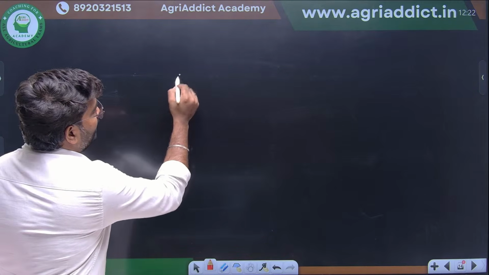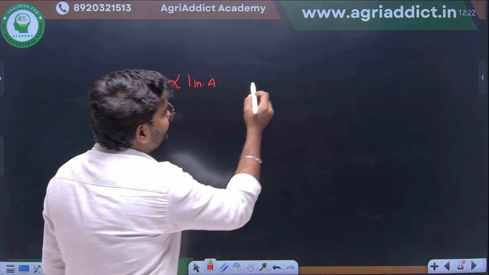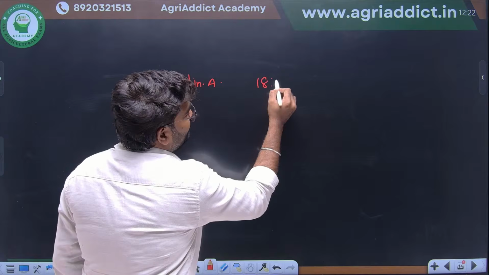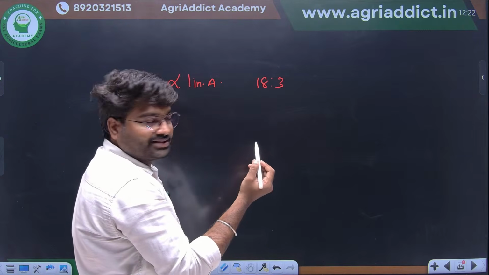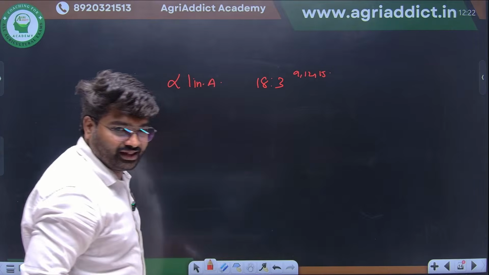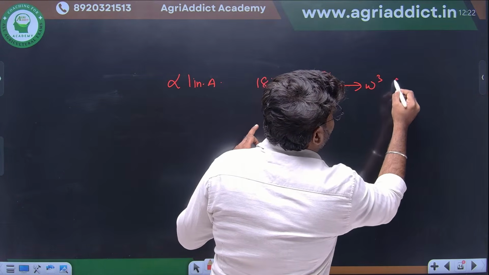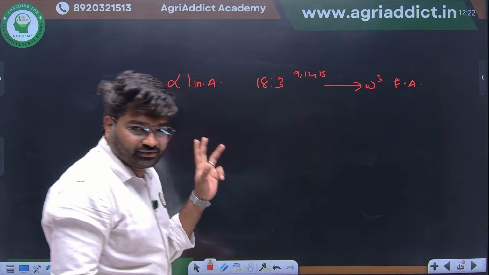Before going to that, I will just give some brief introductions. We know alpha linolenic acid. Everyone knows this will have 18 carbons and 3 double bonds, at the 9th, 12th and 15th positions. This is an omega 3 fatty acid, which we already know.